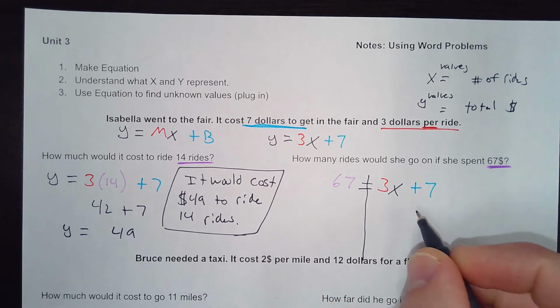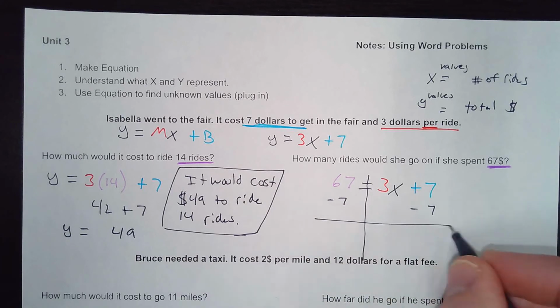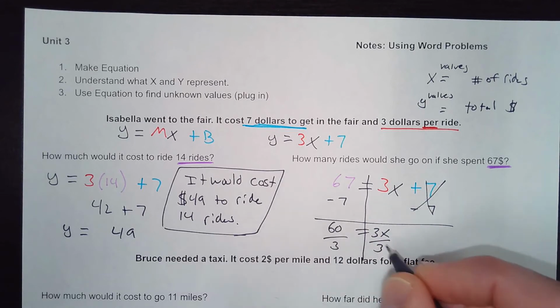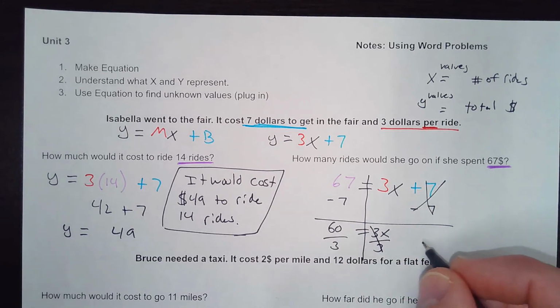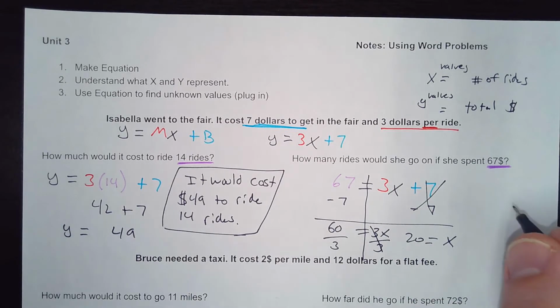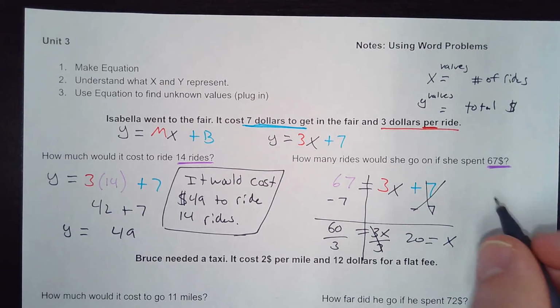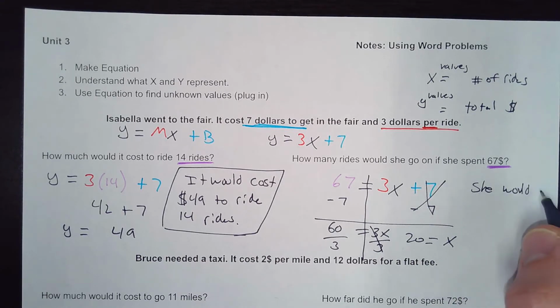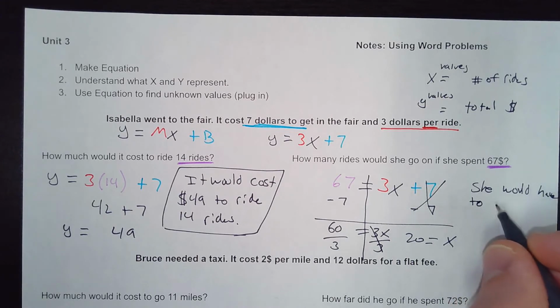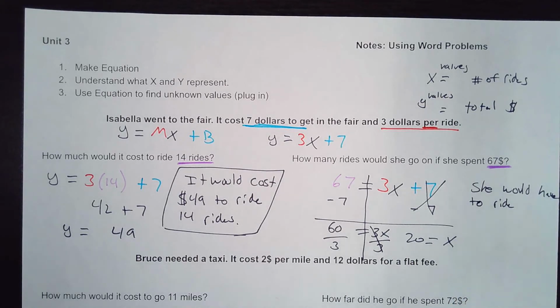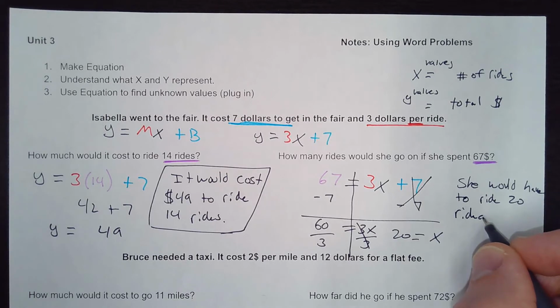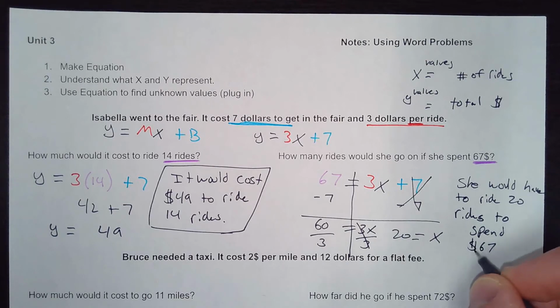So to solve this, we'd say minus 7, those cancel. 60 equals 3x. Divide by 3, divide by 3. We're left with x equals 20, or x is the number of rides. So she would have to ride 20 rides to spend $67.